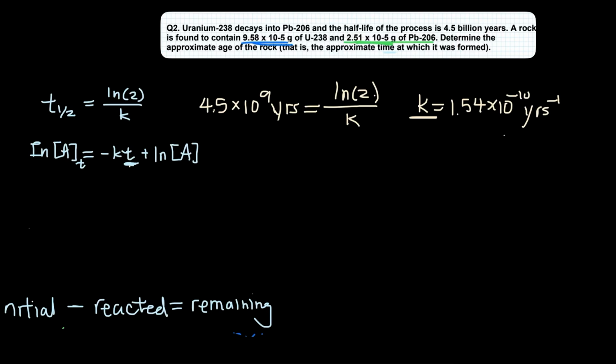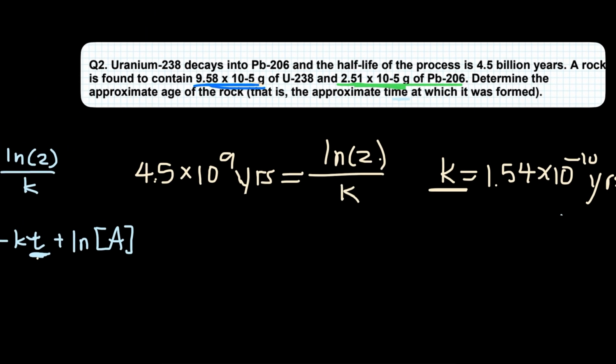Today we're going to tackle one more problem about radioactive decay, integrated rate law, and half-life. We're given this question where uranium decays into lead, and we're given the half-life. We're also given the amount of uranium and lead found at an unknown time that we're looking for, and we're asked how old this rock is.